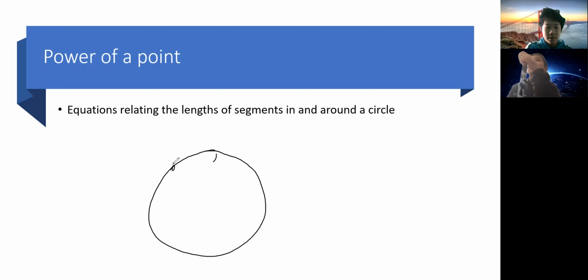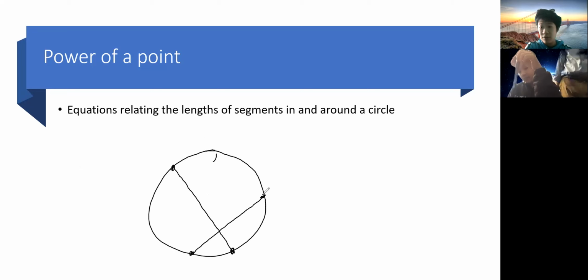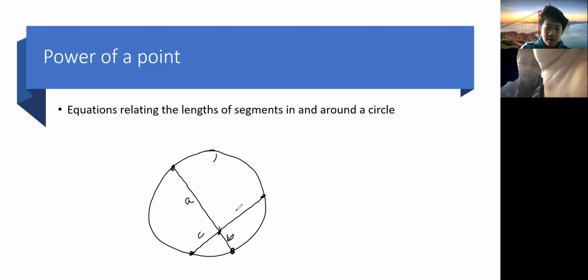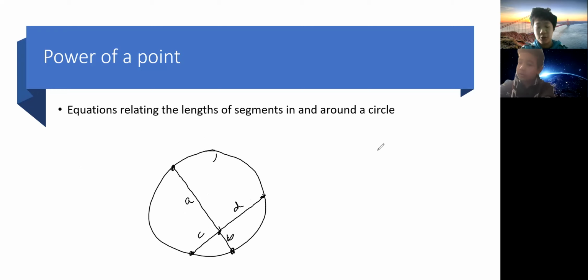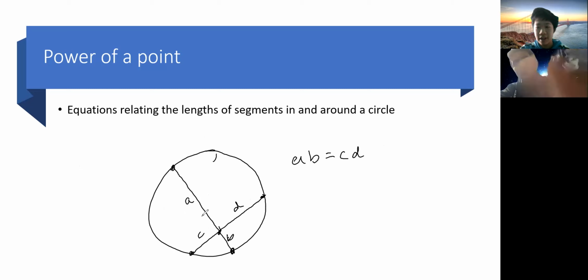If we have any 2 chords in a circle, they will intersect. These are 2 random chords here. And they intersect. So let's say this length is A, this length is B, this length is C, this length is D. Okay. And the first power of point formula is AB equals CD. We do the length of A times the length of B, that equals the length of C times the length of D. Okay.